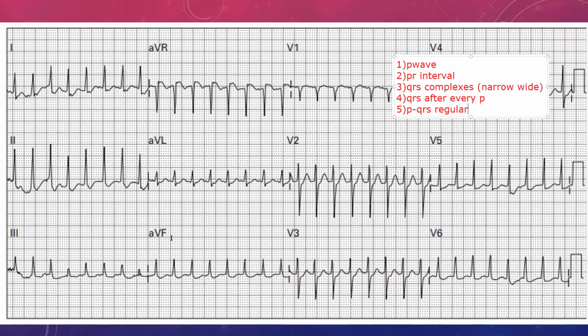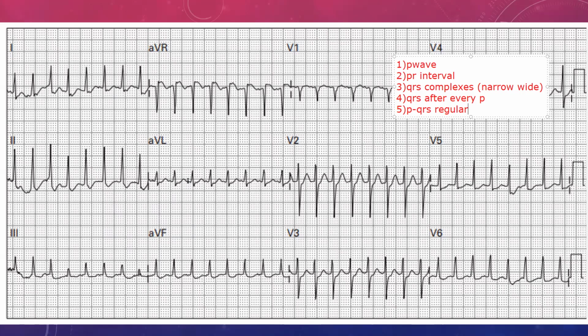Now, let's look at our ECG that we have here. Let's pick AVL. That would probably be a good one to look at. If we look at AVL, the first thing that we've got to look for is, do we see any P waves?